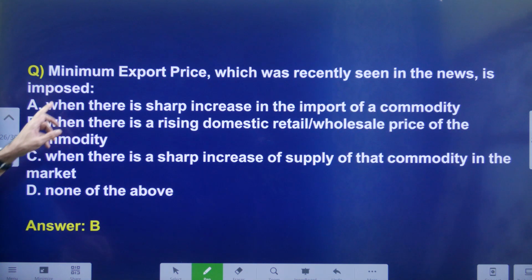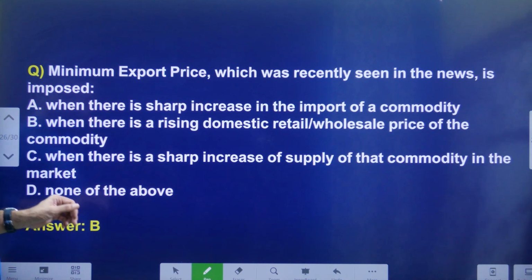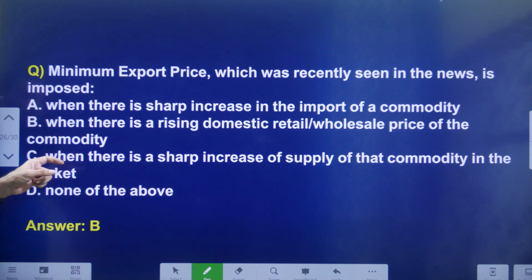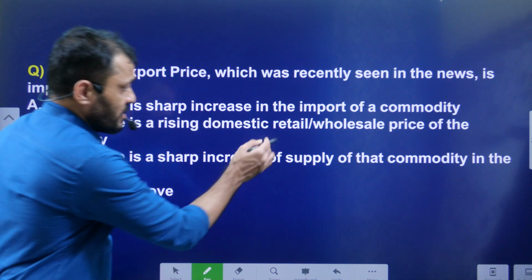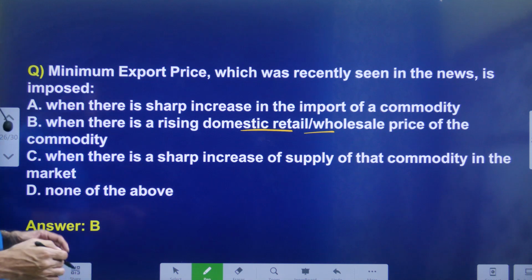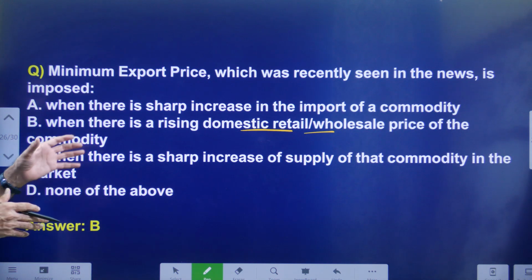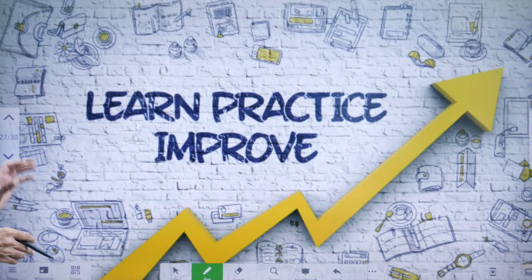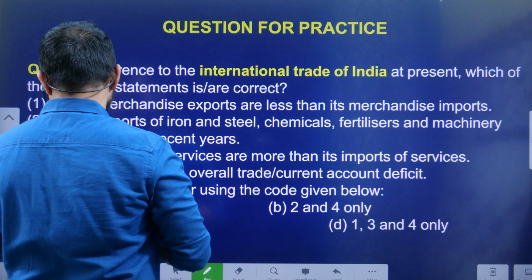S-400. Minimum export price, which was recently in news, is imposed on what? When there is a rising demand for a particular product in our country, to control the price of that product, we will use this particular tool, minimum export price.